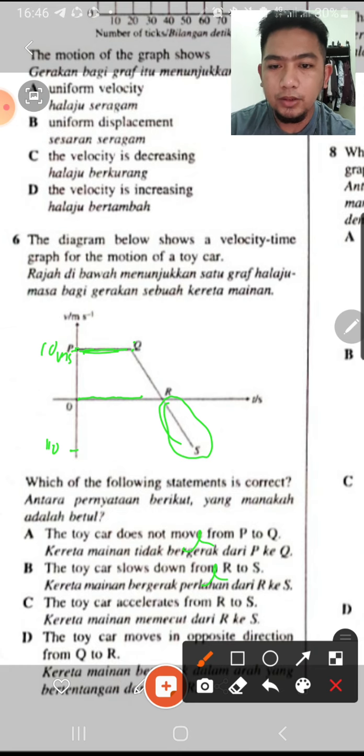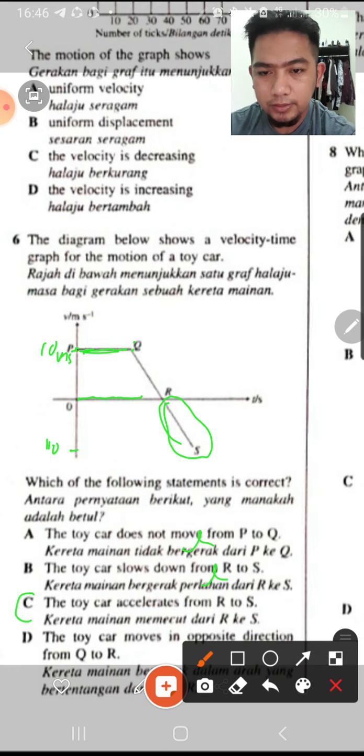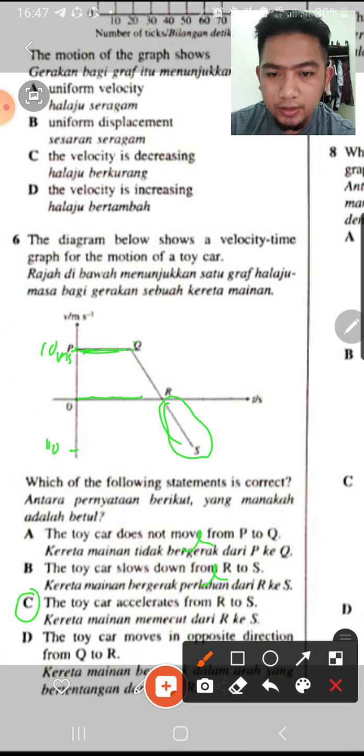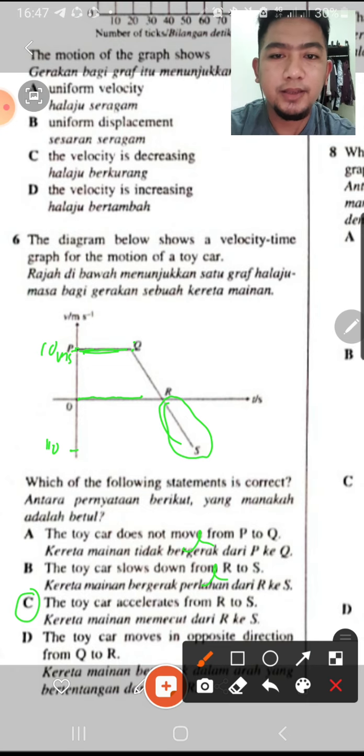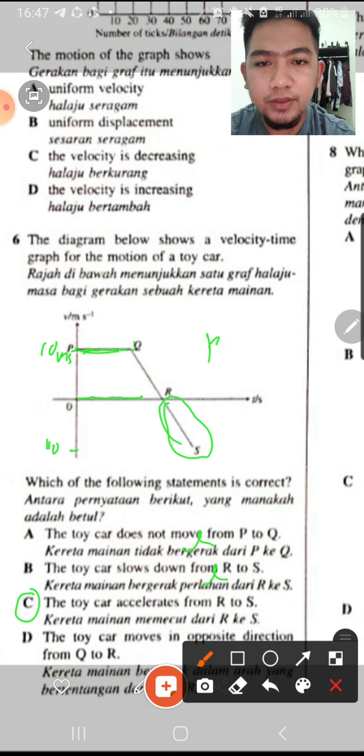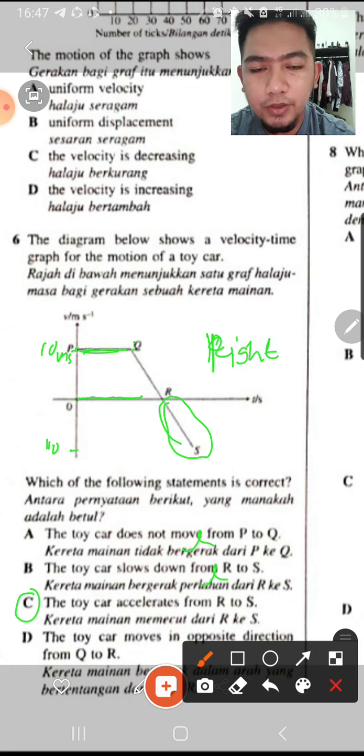C, the toy car accelerates from R to S. This is what the teacher said earlier. This one is correct. And D, the toy car moves in the opposite direction from Q to R. Q to R is still in the same direction. Let's say this is the graph. The graph above means you go to the right. If the graph is below, it means it is a different direction.